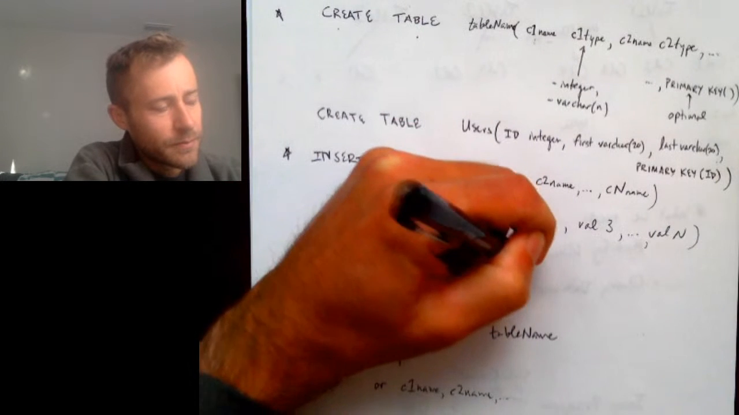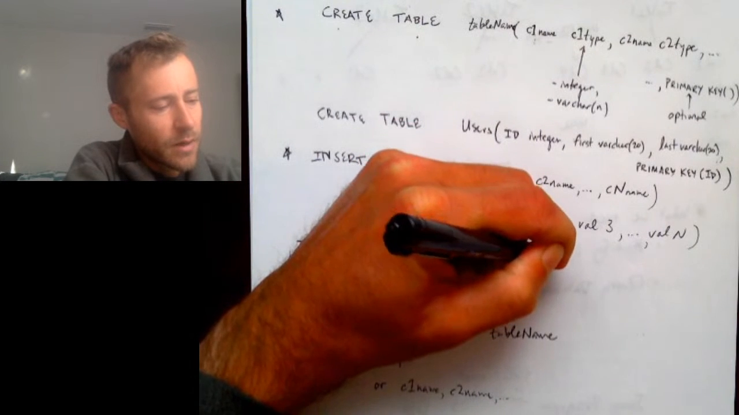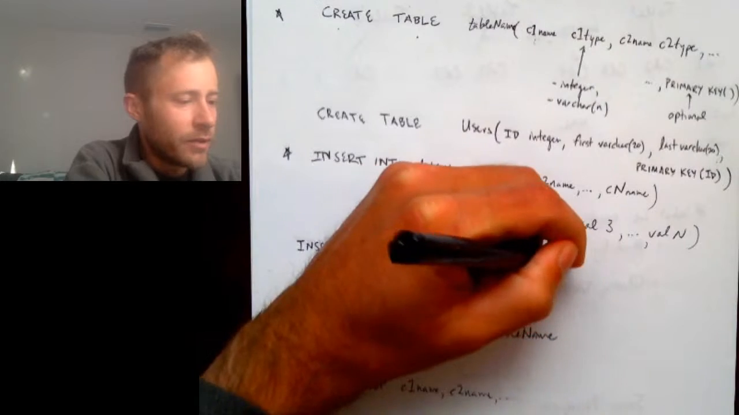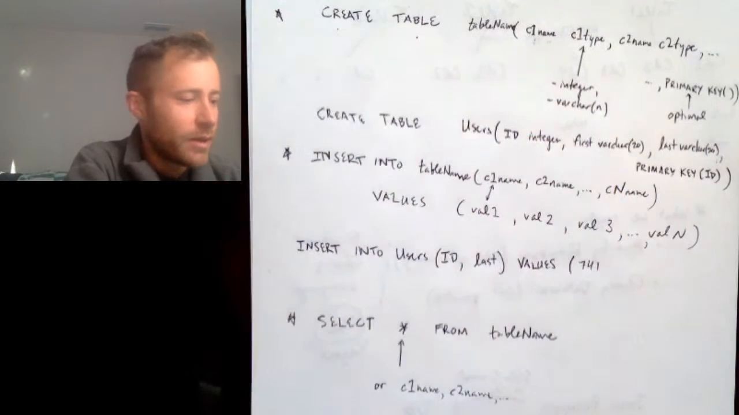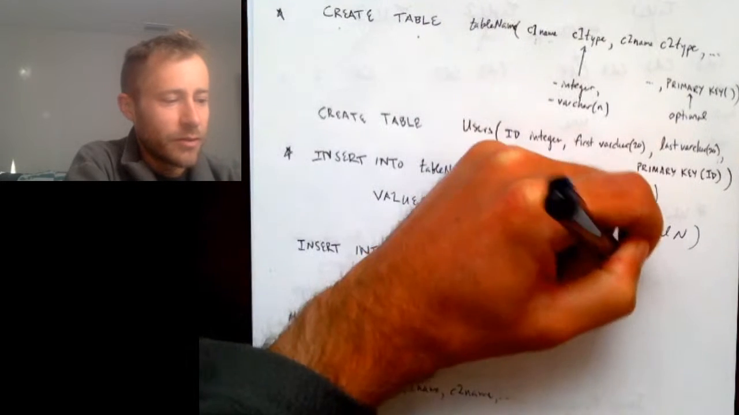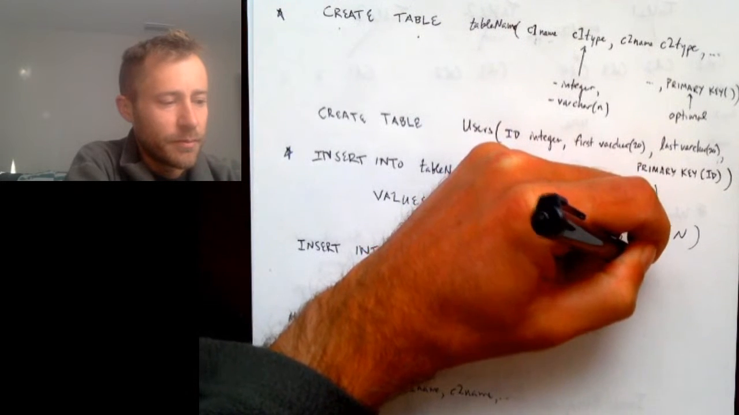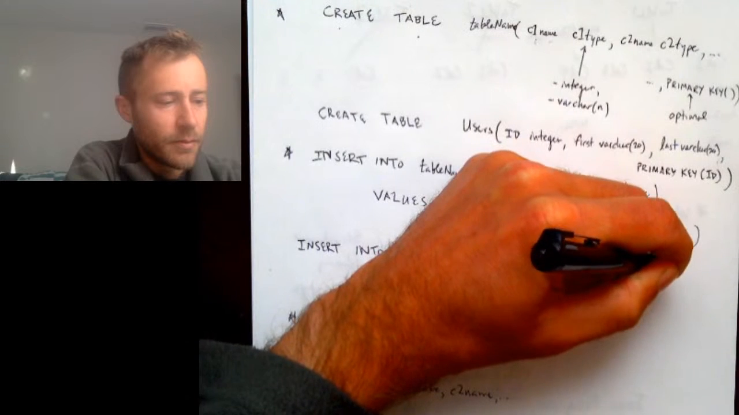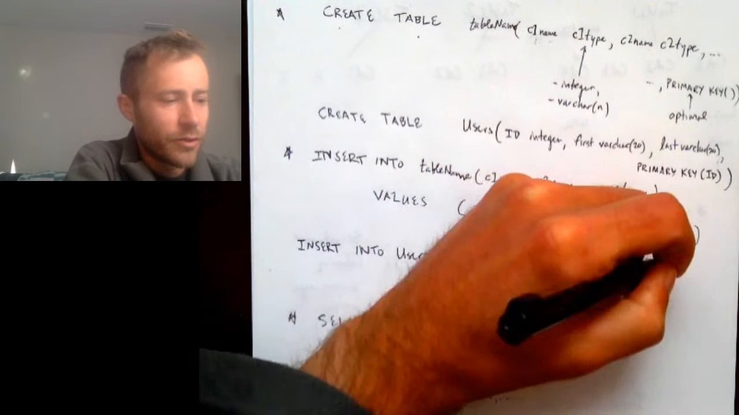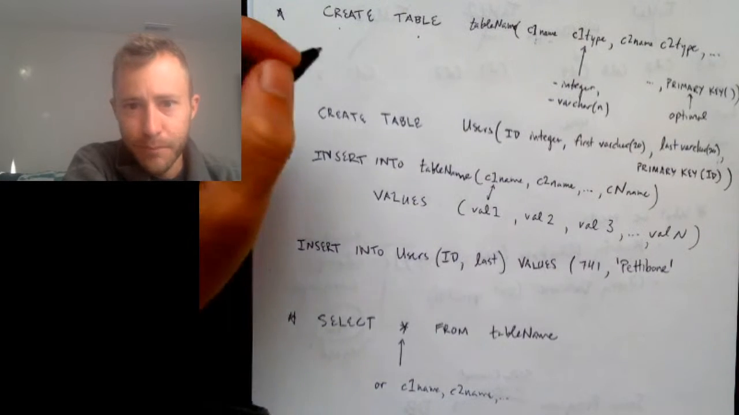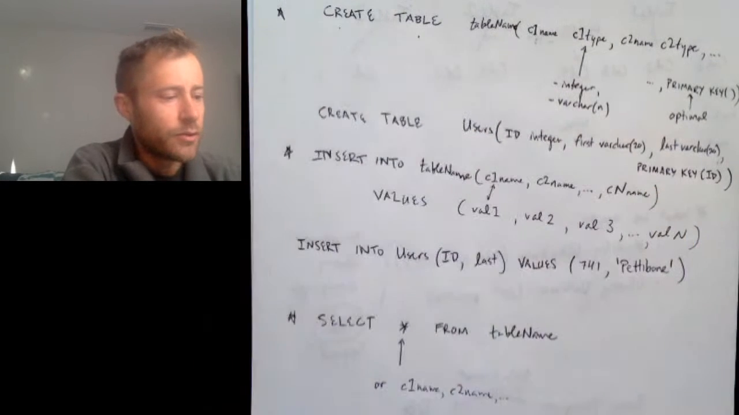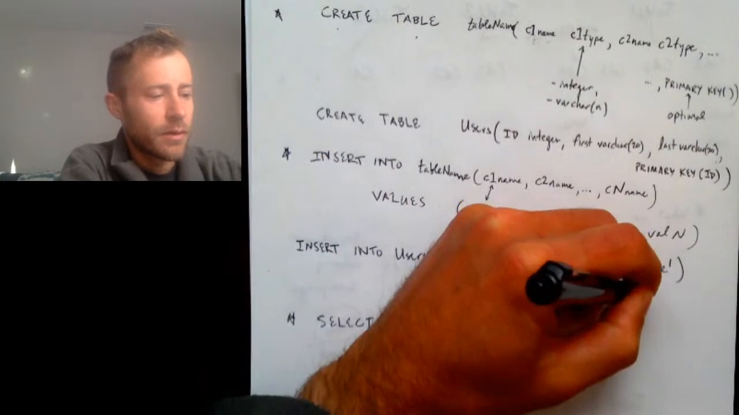Values. And then let's say that the ID number is 741 and the last name is Pettibone. And you would put a string in single quotes for SQL. Okay.